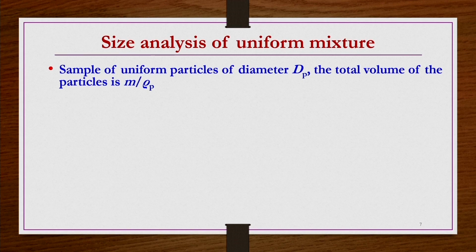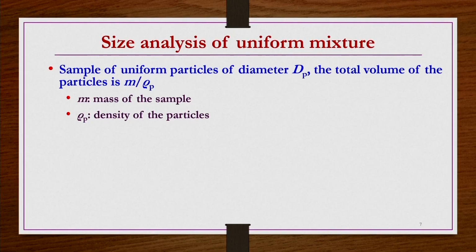So, we can say that particular mixture is a uniform mixture having the same particle diameter. Let us say the glass beads are all 1 mm. They will definitely be 1 mm or 0.995 mm or 1.005 mm, within the 1 mm range with plus or minus 1 or 2% error. So, for a sample of uniform particles of diameter dp, the total volume of the particles should be m by rho p, where m is the mass of the sample and rho p is the density of the particles.